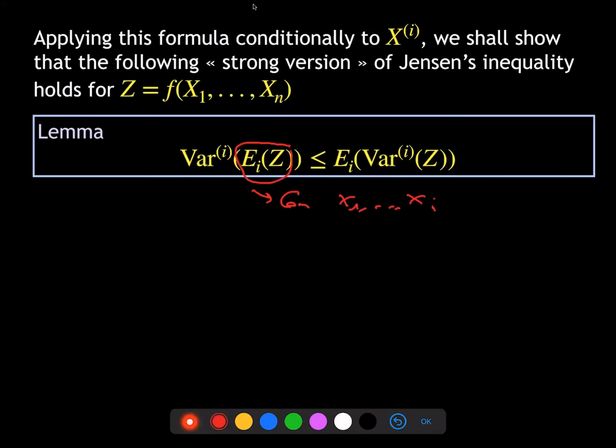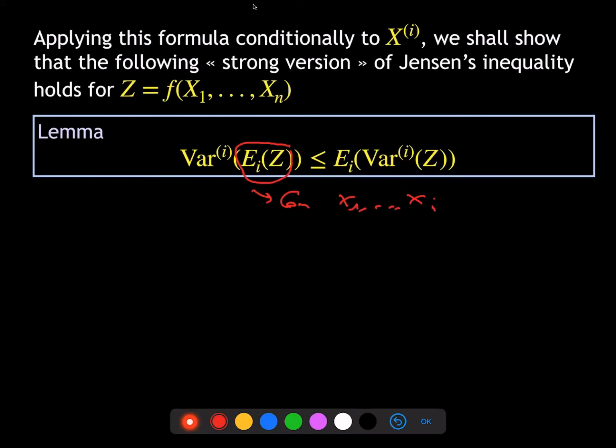So here, listen to the music. You are commuting an expectation with an operator, which is a variance, okay? You commute an expectation and a variance, and you see that it can only increase the quantity. So this exactly looks like Jensen's inequality, apart from the fact that it is a strong version because you are commuting an operator with an expectation. Okay, but it is the same music.